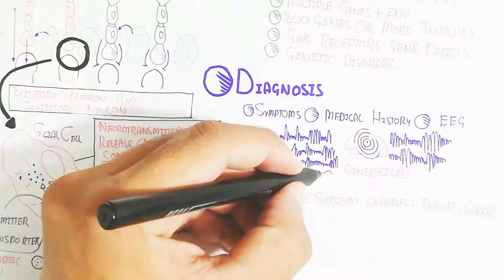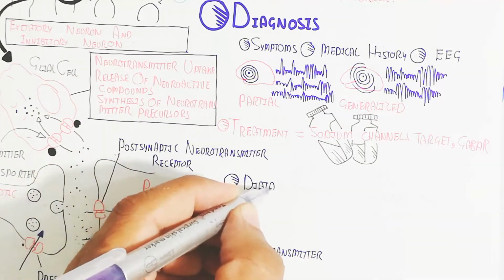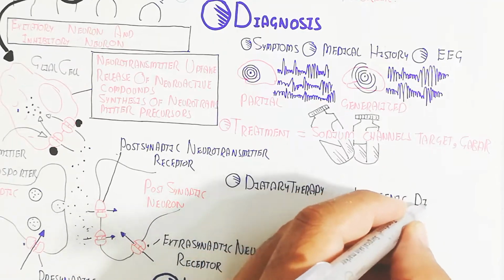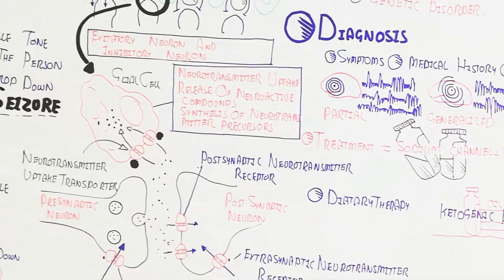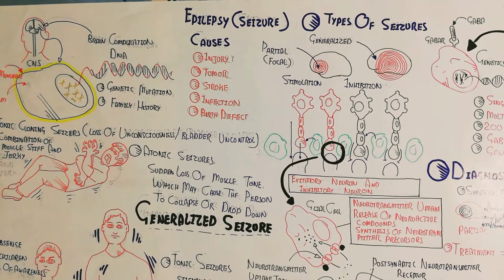So also the treatment is through sodium channel targeting as well as the GABA receptor, and also the dietary therapy is the ketogenic diet. That's it. And in this way, this is the epilepsy short review about the seizure.